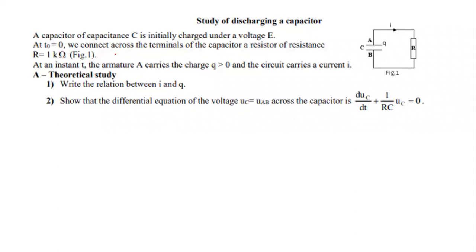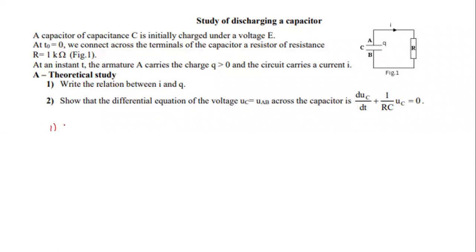Session 2012. Study of discharging of a capacitor. A capacitor of capacitance C is initially charged under a voltage E. At t equals 0, we connect across the terminals of this capacitor a resistance R equal to 1 kilo ohm. At the instant t, the capacitor carries a charge Q positive and the circuit carries a current I. Write the relation between I and Q.